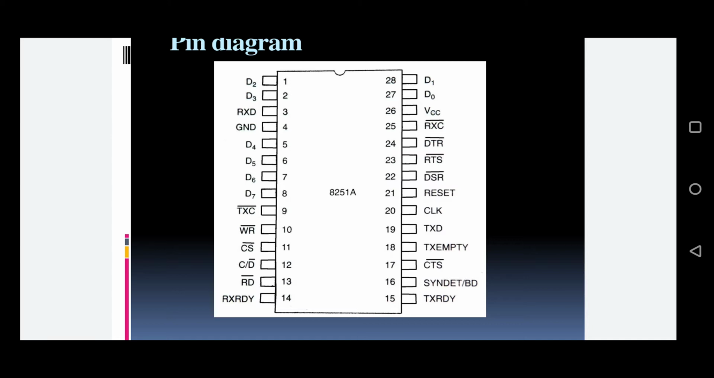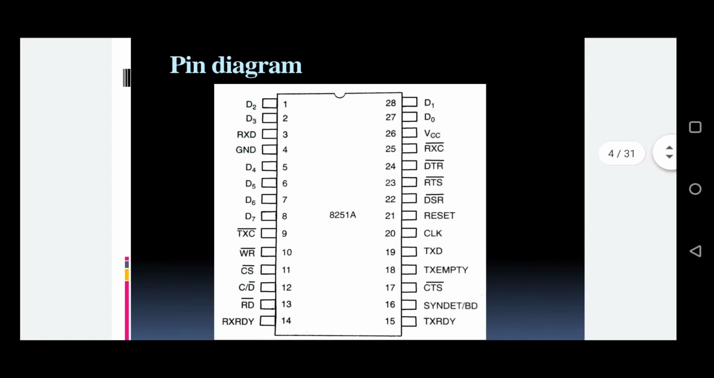8251 is a universal synchronous asynchronous receiver and transmitter. This IC converts parallel data into a serial stream of bits, and it is able to receive a serial stream of bits and convert it into parallel data bytes to be read by a microprocessor. So this is the basic definition of IC 8251.